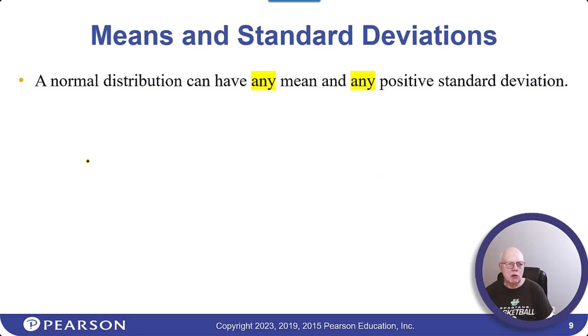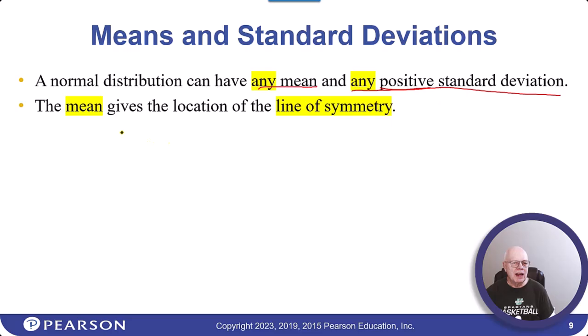Next. Now we're talking about any normal distribution. A normal distribution could have any mean at all and any positive standard deviation. So take a small note here. The mean could be negative, positive, 0, could be any of those. But the standard deviation will always be a positive number. The mean, the first one, will tell you the location of the line of symmetry.